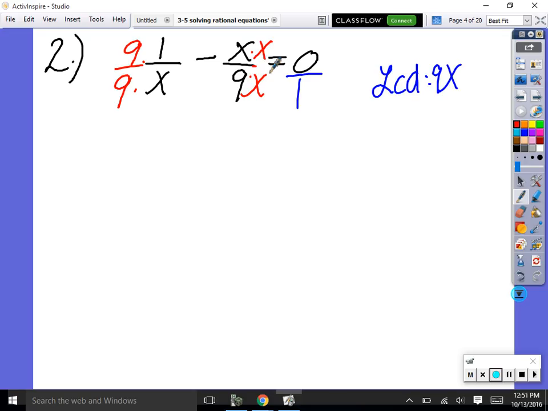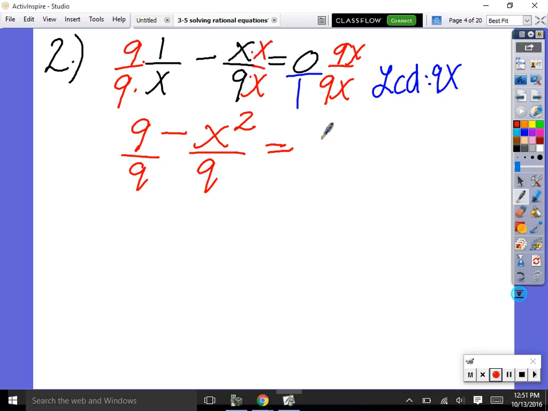And we'll multiply by 9x over 9x. So now we have 9 minus x squared, correct? I shouldn't have skipped. I'm going to do 9 over 9 minus x squared over 9 is equal to 0. Isn't 0 times 9x 0? Over 9x. Now look at all the bottoms. Aren't they the same? So now we can just focus on the top and solve.